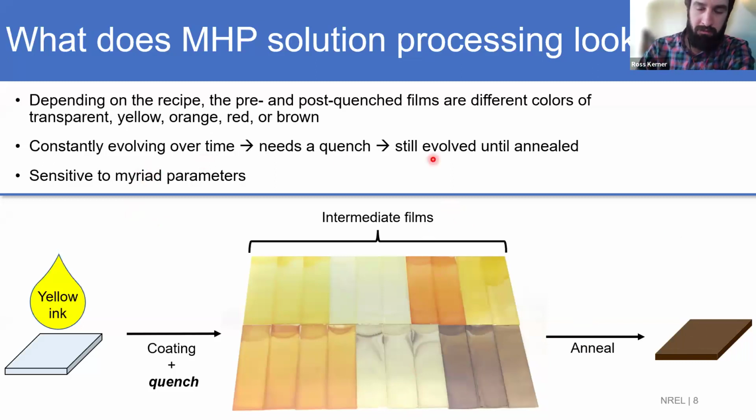But that's still evolving. And by evolving, really what's happening is the intermediate crystals are growing and growing. And if you let it get too crystalline, it opens up gaps in your film and makes a lot of surface roughness. And I think we also all appreciate that these are sensitive to myriad parameters, including environmental conditions and things like that.